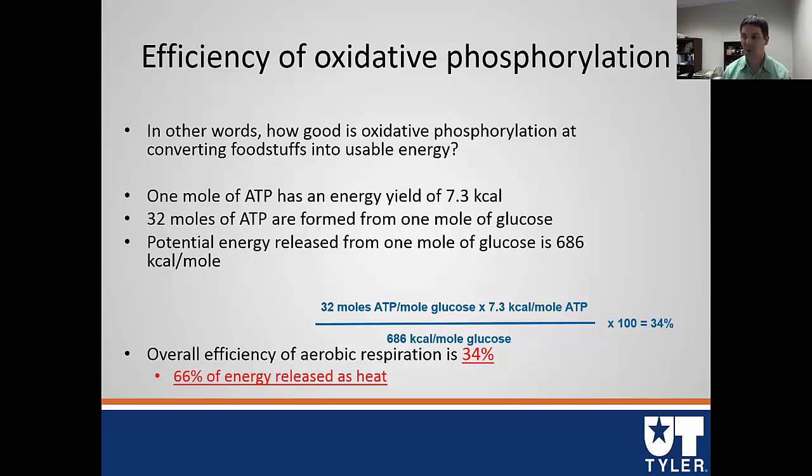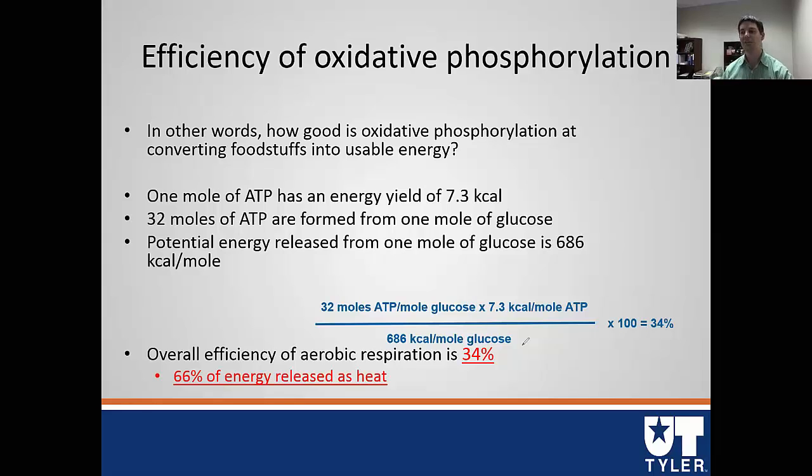So 1 mole of ATP has an energy yield of about 7.3 kilocalories of energy. We can form 32 moles of ATP from a single mole of glucose, right? So therefore, the potential energy from 1 mole of glucose is essentially 686 kilocalories per mole. So what we can do is generate 32 moles of ATP per mole of glucose times 7.3 kilocalories a mole divided by 686 potential energy released. Multiply that by 100, and that gives us what we would consider the efficiency.